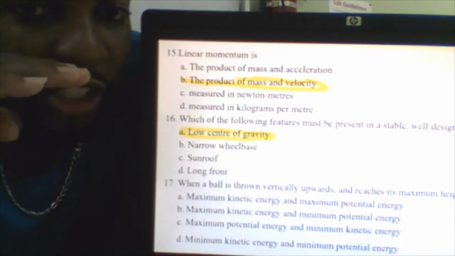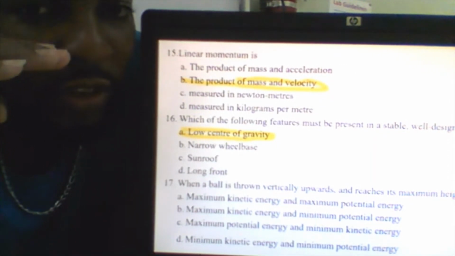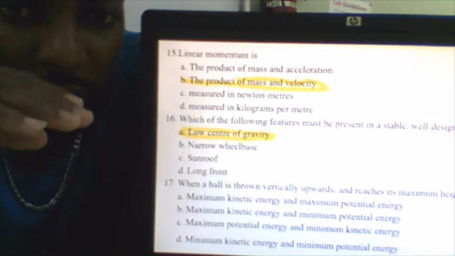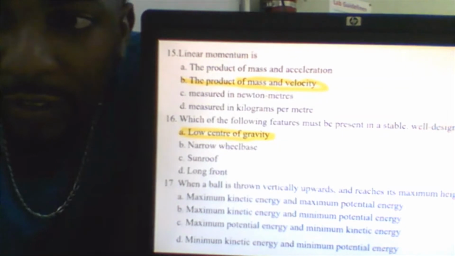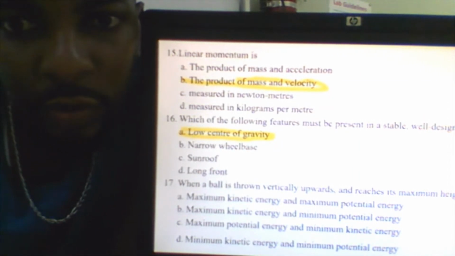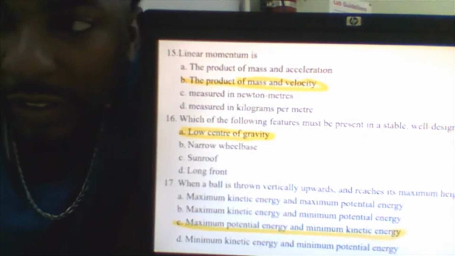Being stationary at that height means that they have maximum potential energy, and they're not moving. Because they're not moving, it means that they have no kinetic energy, so they have minimum kinetic energy at that point. Good? So that is a concept that happens in real life, but it happens much faster. So in this case, we're going to say that it has maximum potential energy and minimum kinetic energy. So the answer for number 17 will be C. All right? C is the answer there for number 17.